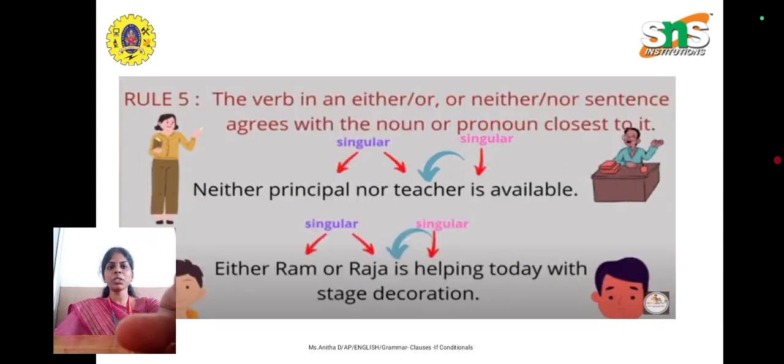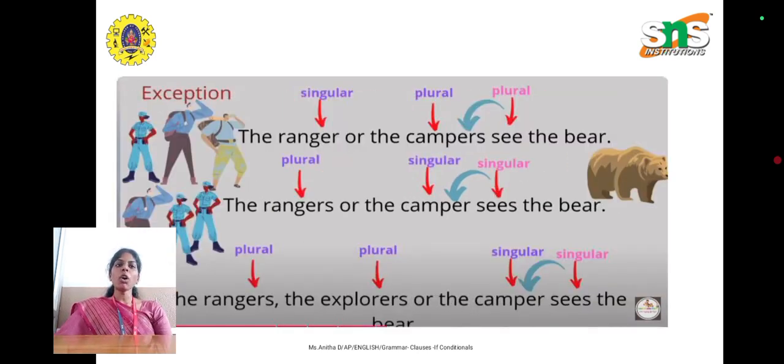We have some exceptions for this rule, like the ranger or the campers. If the sentence has the ranger, a singular pen, and the campers, a number of pens, the ranger is singular and the campers is plural. In that case, we have to look at the nearest subject, whether plural or singular. We should not go to the one far away. Here the ranger is singular and the campers is plural, so we have to see the nearest subject as plural, and go with a plural verb, see the bear.